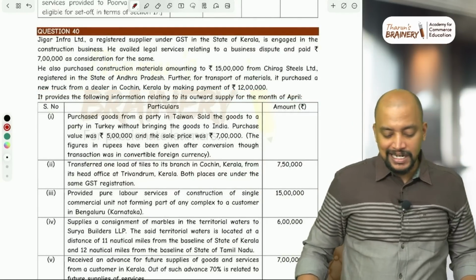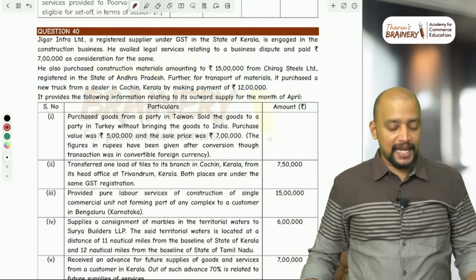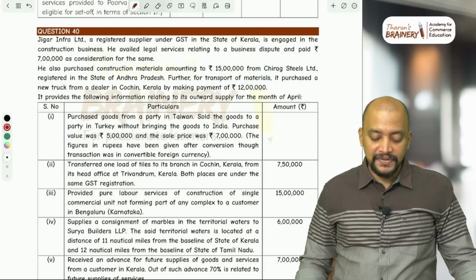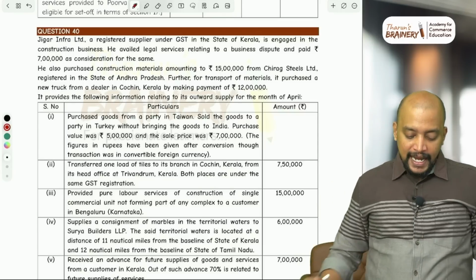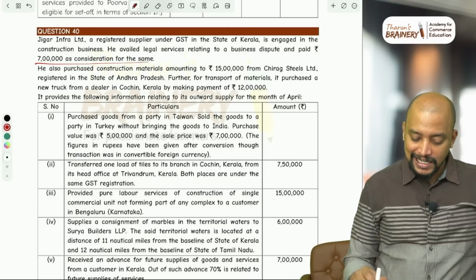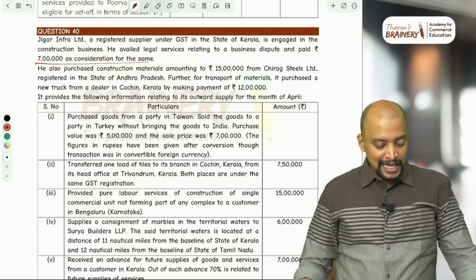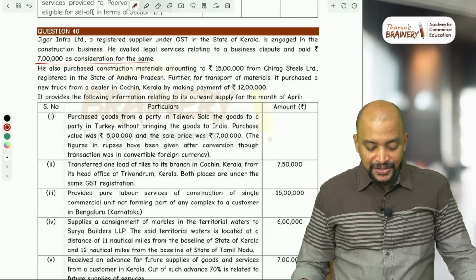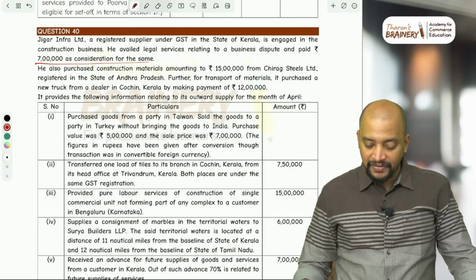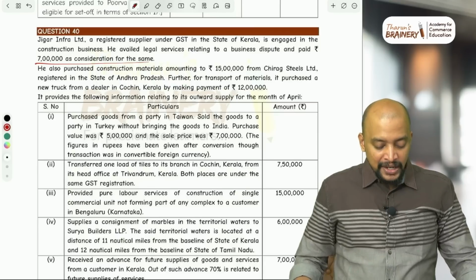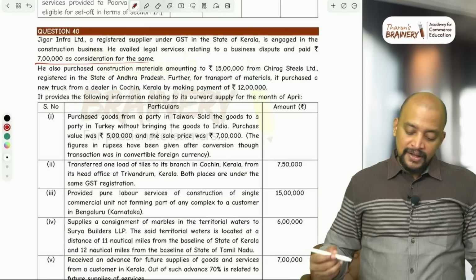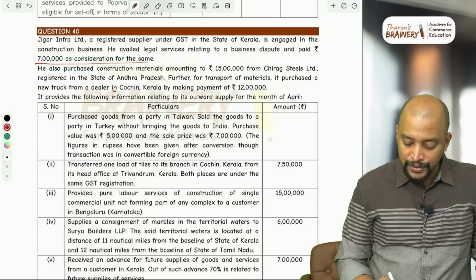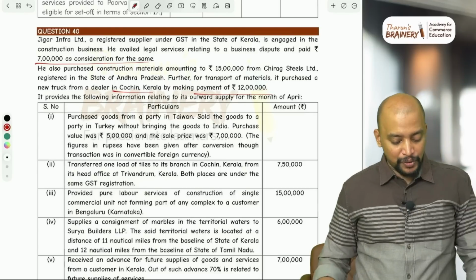Jigar Infra Limited, a registered supplier under GST in the state of Kerala, is engaged in the construction business. He availed legal service relating to a business dispute and paid rupees 7 lakhs as consideration for the same, and that is a legal service. And here he also purchased construction material amounting to 15 lakhs from Chirag Steels Limited, registered in the state of Andhra Pradesh. Further, for transport of materials, it purchased a new truck from a dealer in Kochi, Kerala by making a payment of 12 lakhs.